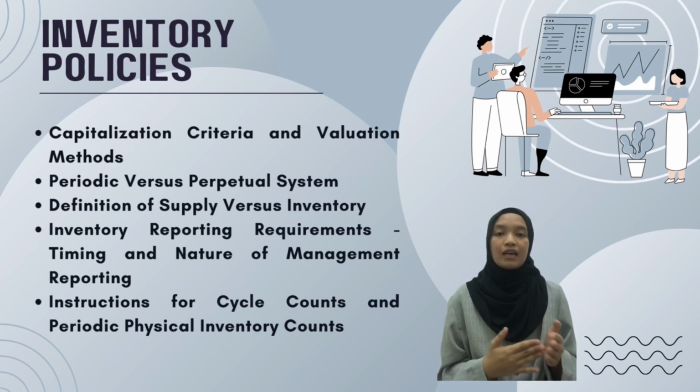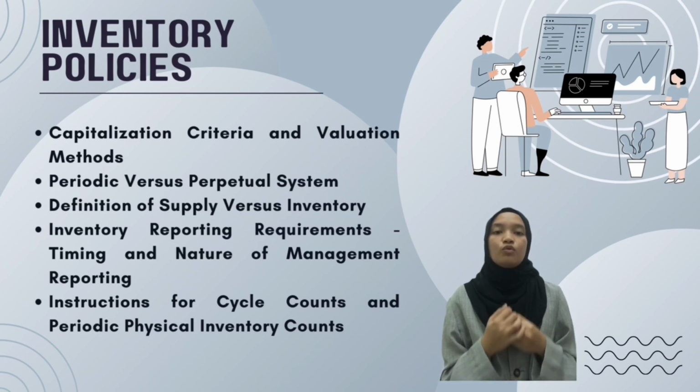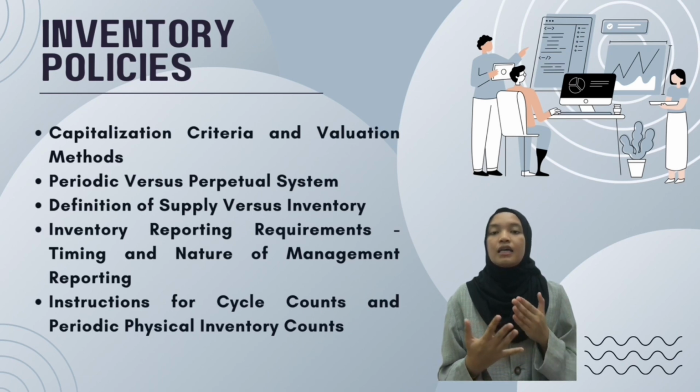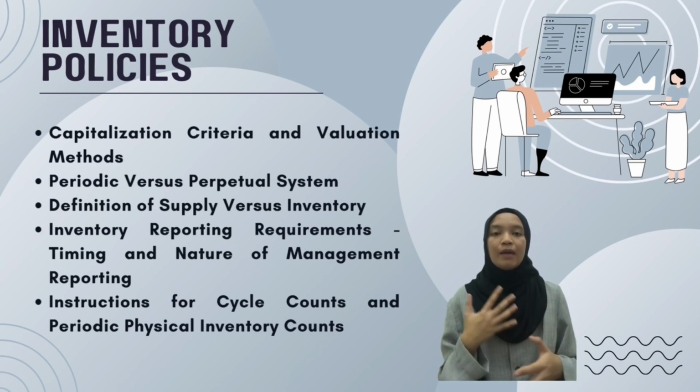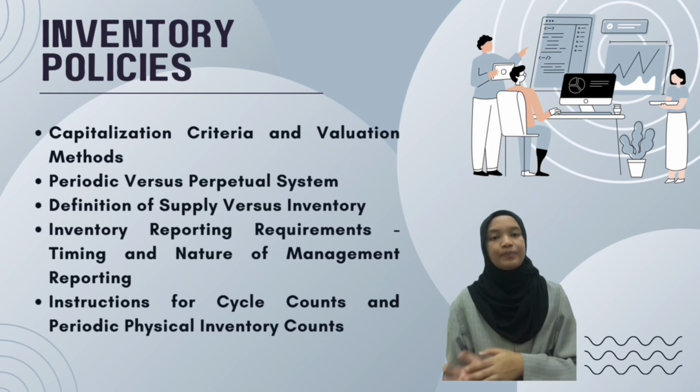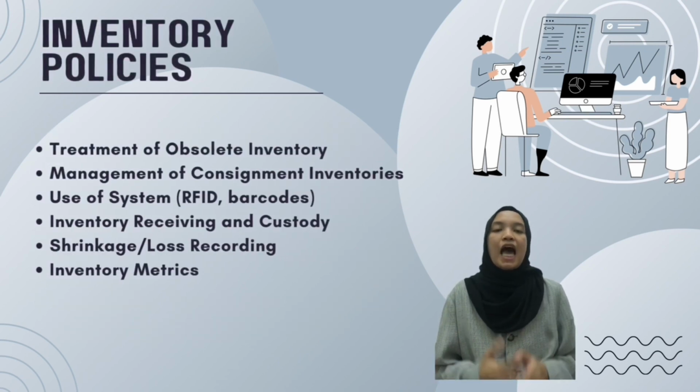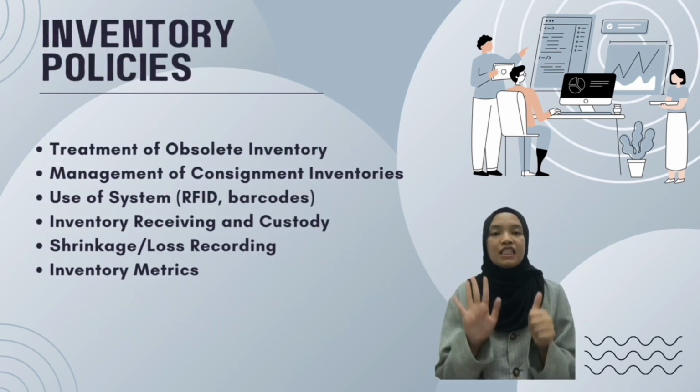Instruction for cycle counts and periodic physical inventory counts. This policy should include information about cycle counts, whether they are utilized in perpetual or periodic methods, and explain how to administer them, what pre-count instructions are necessary, what kind of documentation is allowed, and how to report timelines back in the general ledger. Moving on to the next slides, I will resume my explanation with the other 6 policies.